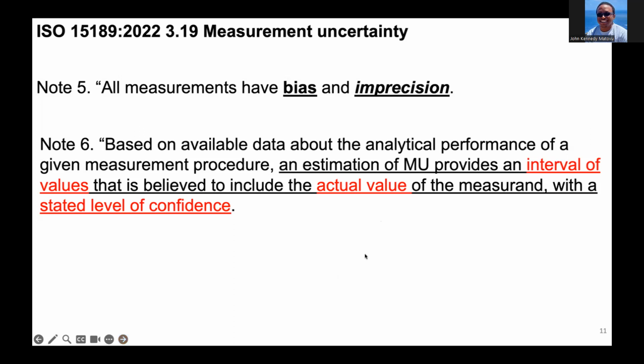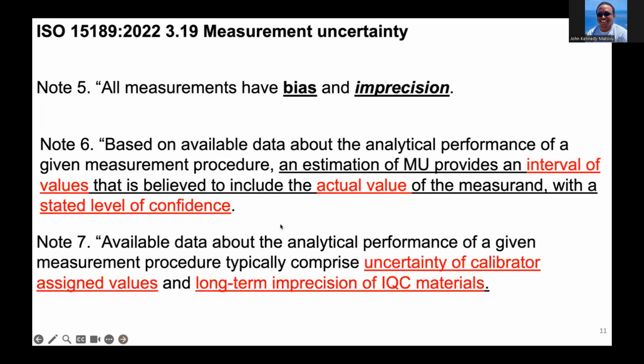In the chat box, what was the confidence level that we were using, right? So we had our actual value of the measurement with a stated confidence level. What was the common confidence level we're using? Yes, I see 95 in the chat box, thank you.